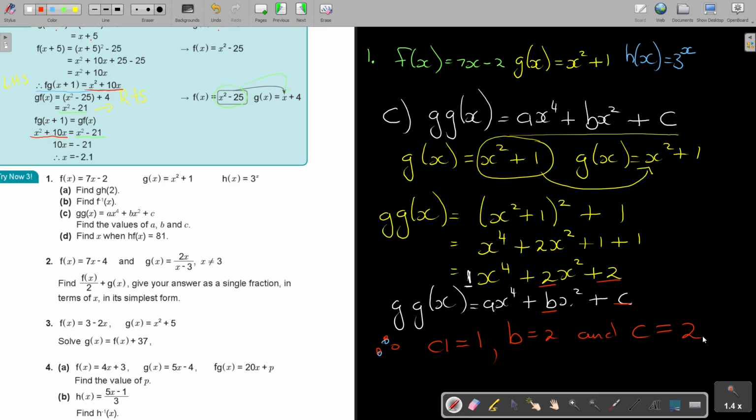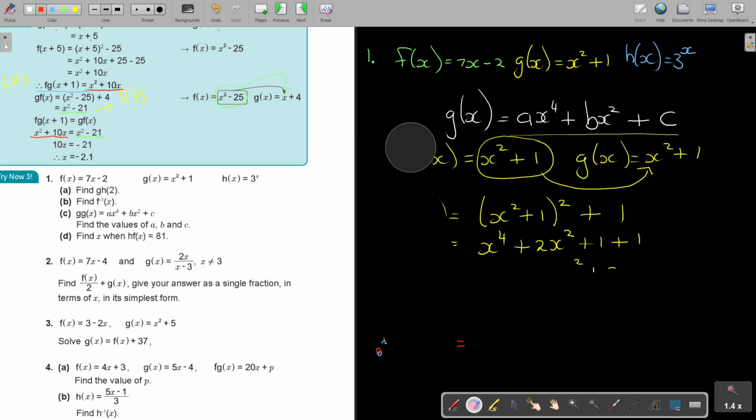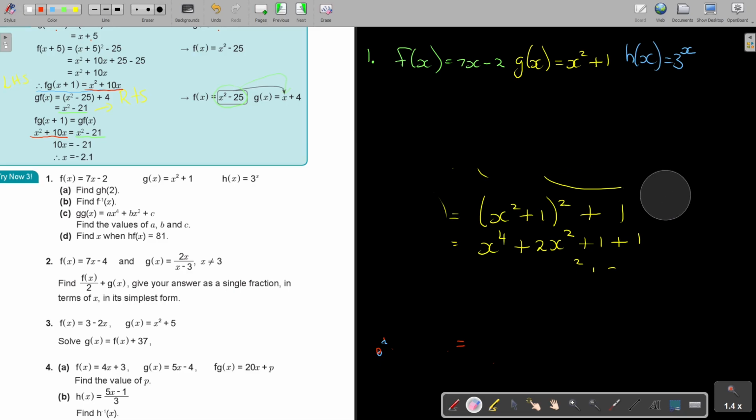Okay, so when a question looks a little bit different, just start with it. And as you go, you will actually see, okay, it's actually simple. So this was a little bit different ask. And then find x when h(f(x)) equals 81. So let's just start again with that. Let's just get space.